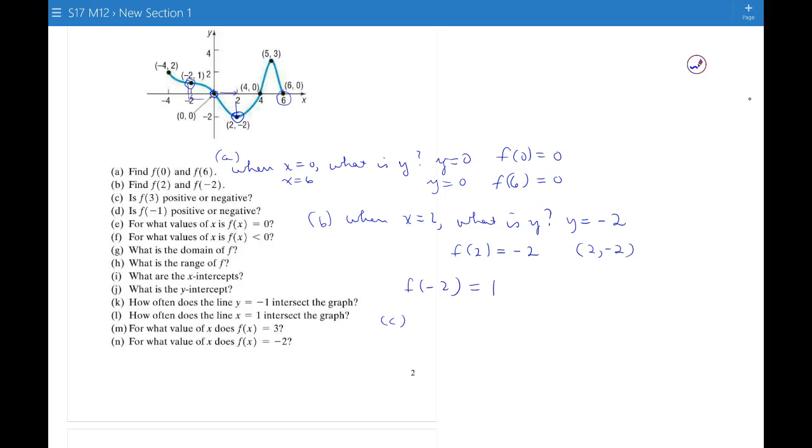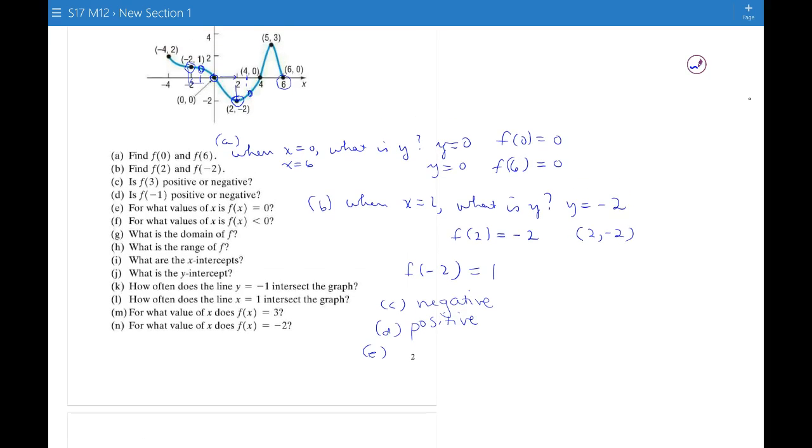So C asks us, is f of 3 positive or negative? So here's x is 3, and we don't know what number this y value is, but we can see that it's negative because it's below the axis. And then how about f of negative 1? When x is negative 1, here's the point on the graph, and we don't know exactly what the value is, but we can see that it's positive.